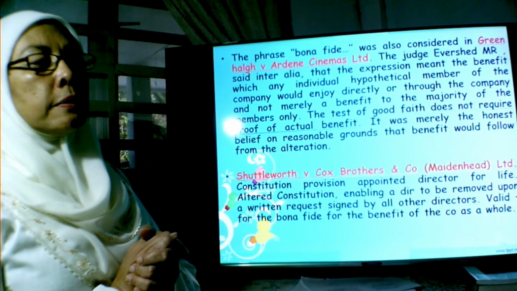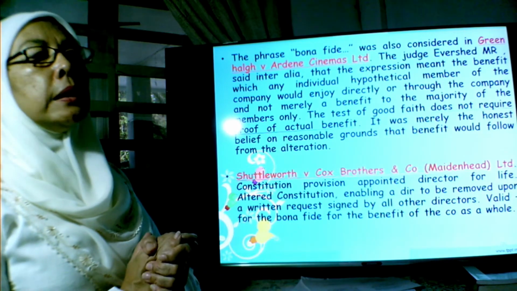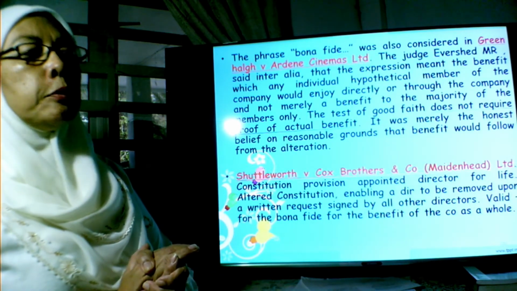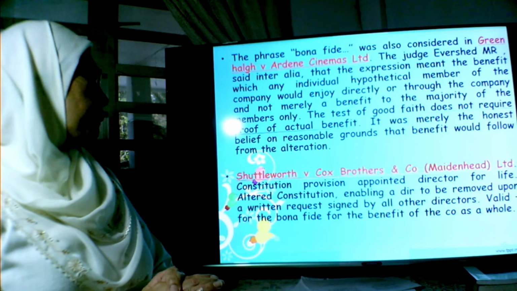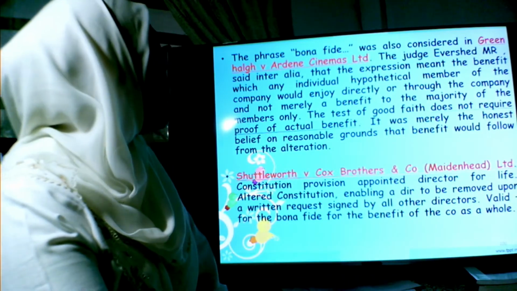So director ini dilantik sepanjang hayat, sekarang dia mungkin pindah perlembagaan, membolehkan penyingkirannya, di mana ada permohonan secara betul oleh semua director, dan mahkamah kata sah. Why? Because this is bona fide for the benefit of the company as a whole.